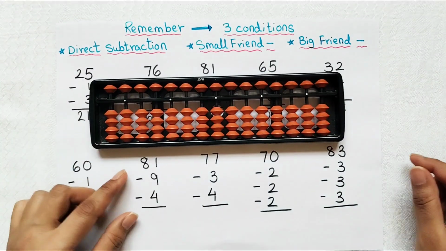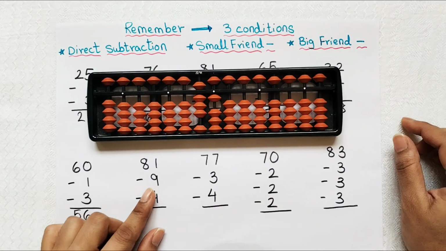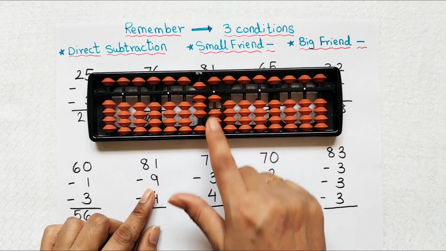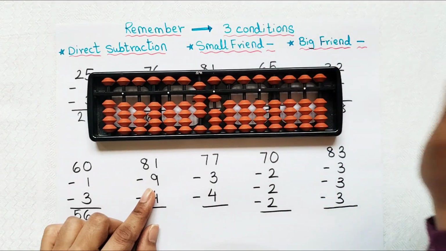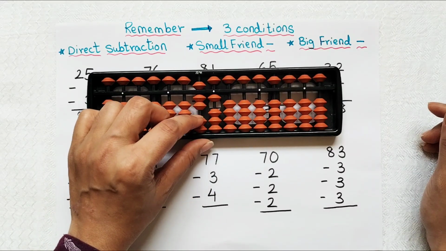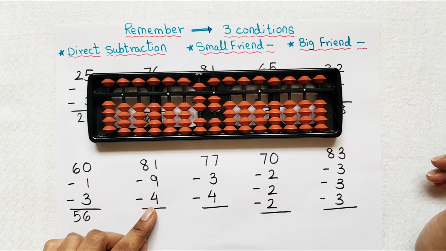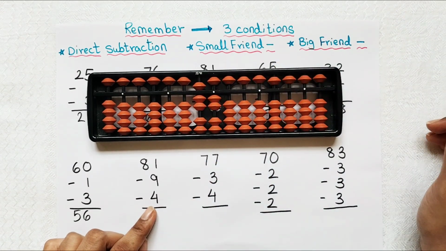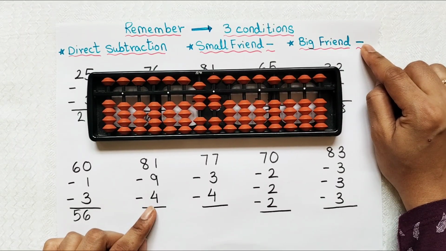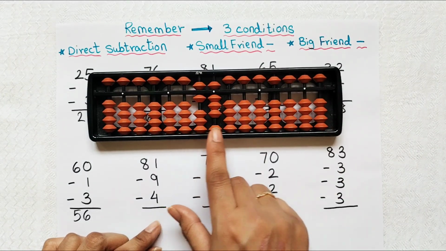Next, 81 less 9 less 4. 81 less 9. So less 9, we know 9 is a big number. First I have to check for direct subtraction, which I cannot do. Small friend, I will not look at it because it is a big number. So formula for less 9 is less 10 plus 1. Now less 4. How will I do less 4? Direct subtraction I cannot do. Small friend also I cannot use. I have to use the big friend formula. That is less 10 plus 6. My answer is 68.